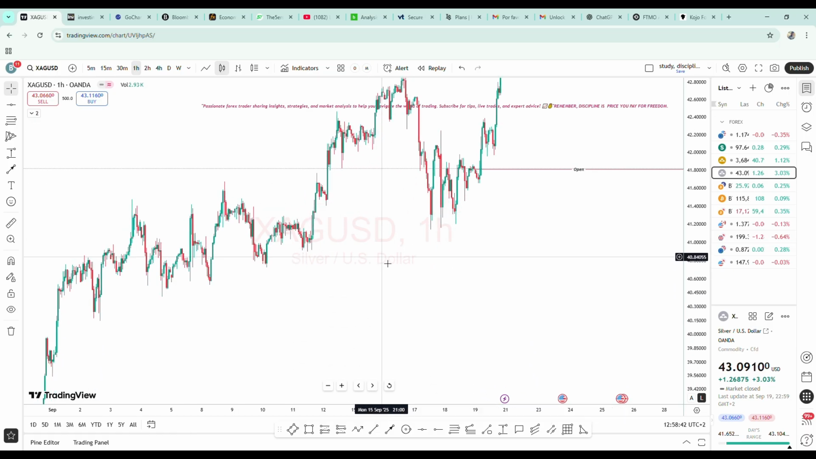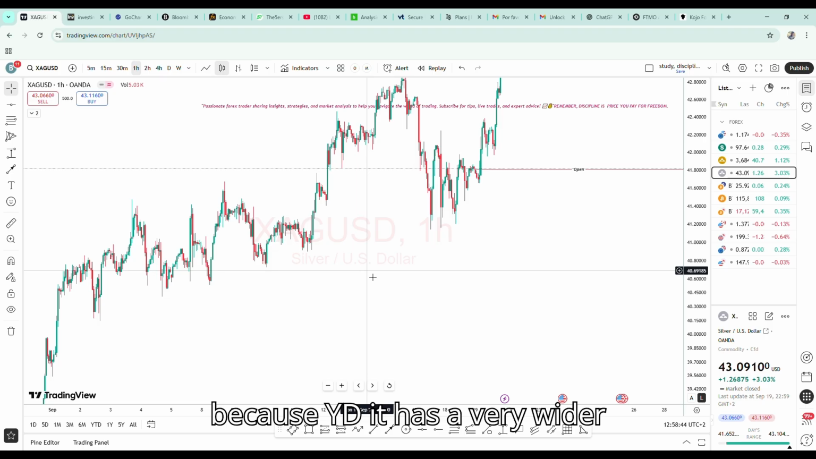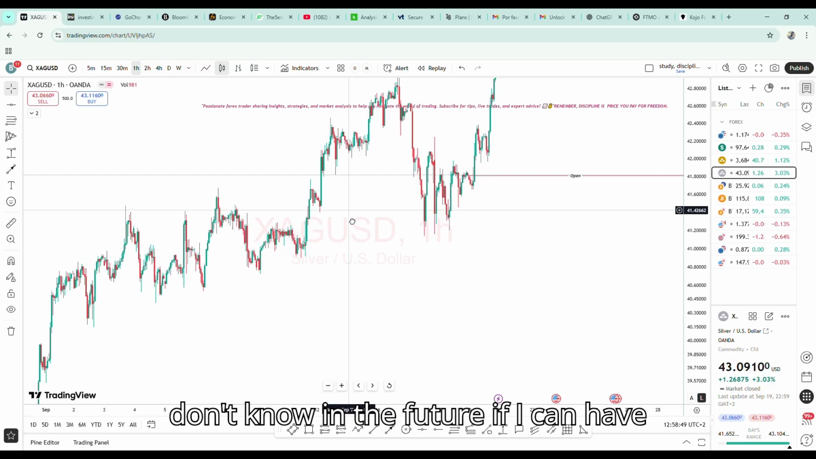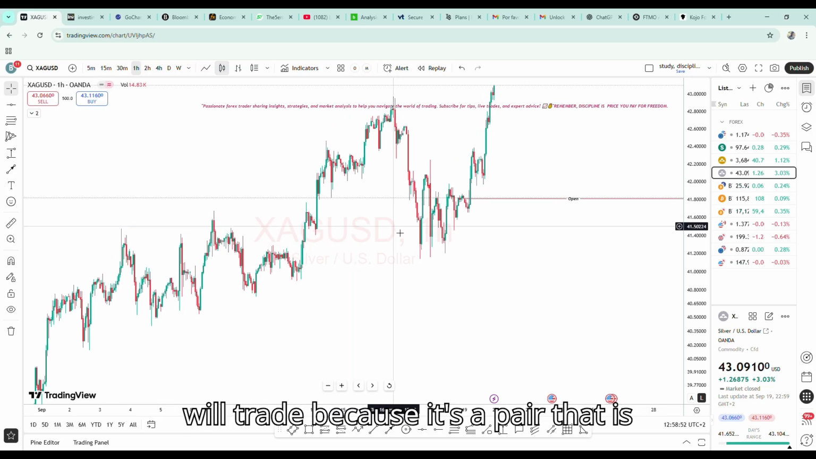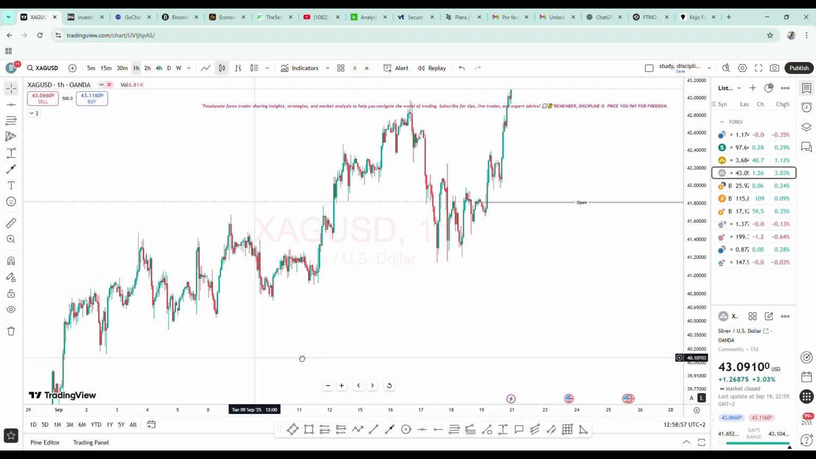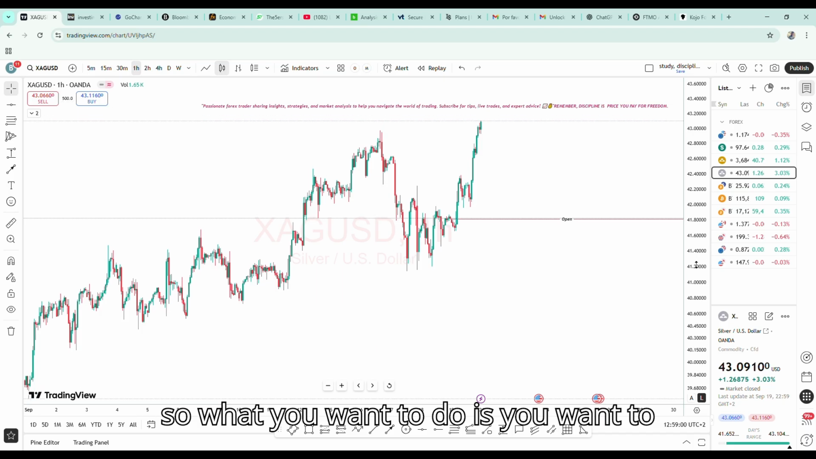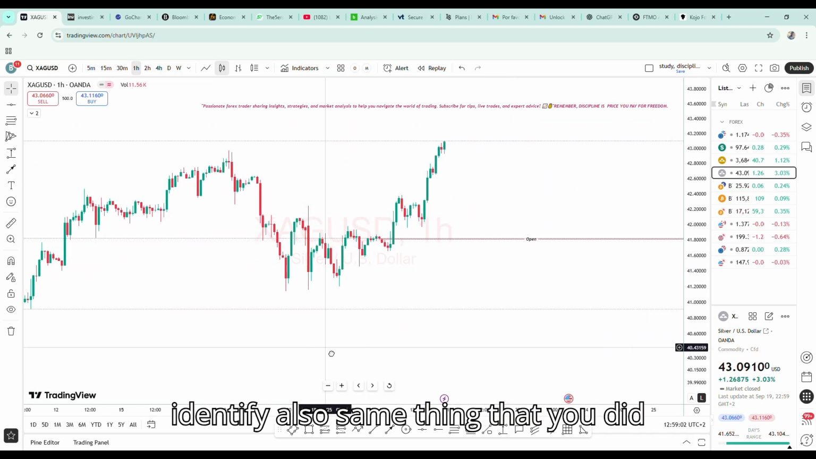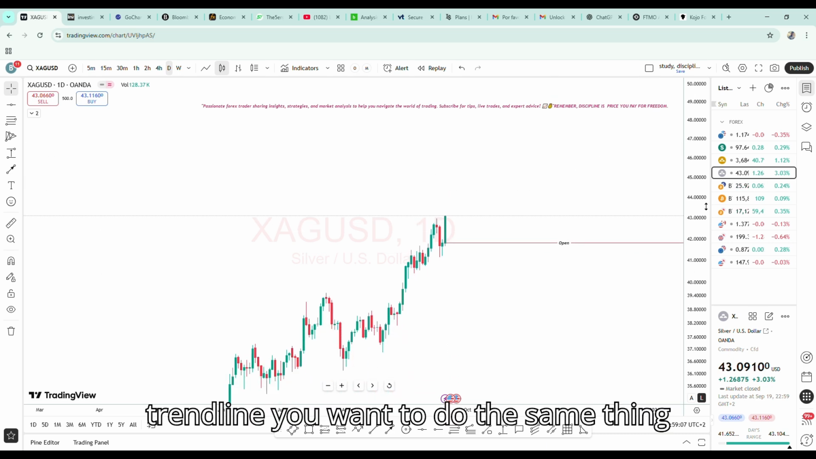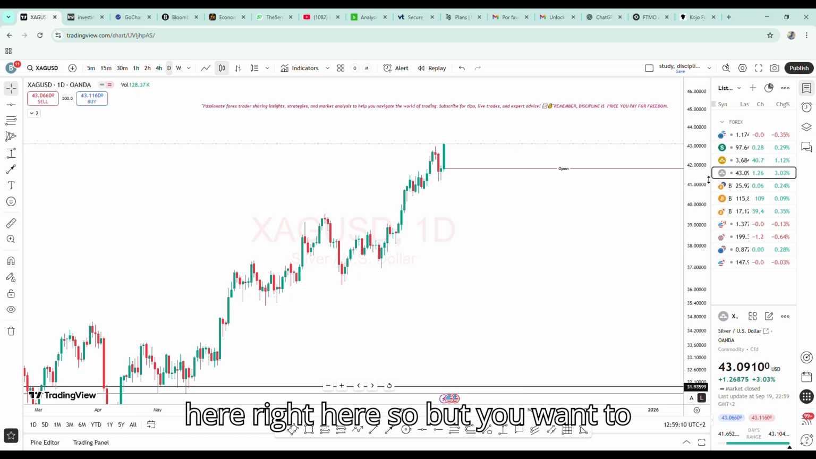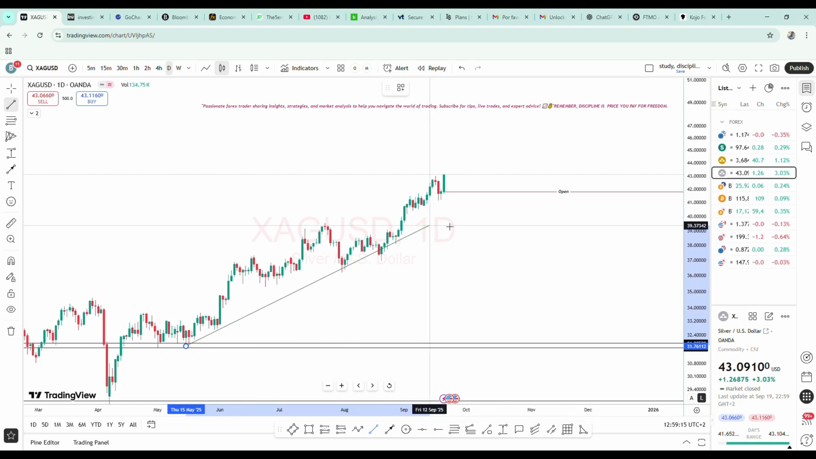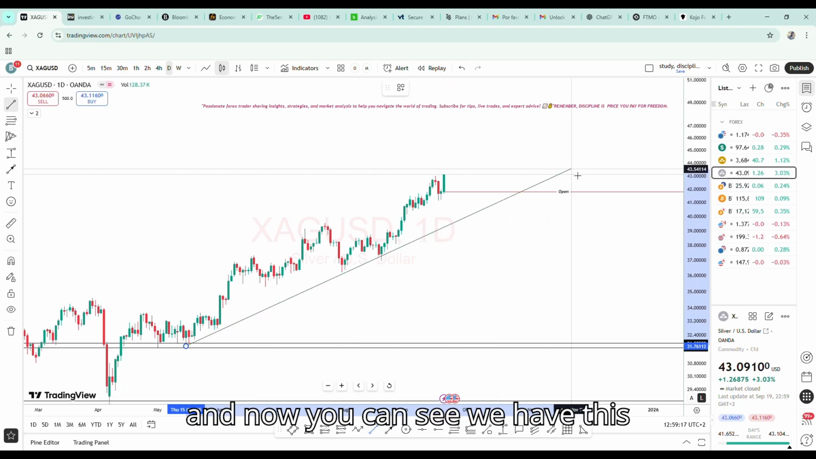I don't trade silver because it has a very wide spread. But if in the future I can have any broker that provides lower spread, I'll trade it, because it's a pair that's very volatile. So what you want to do is identify the same thing that you did on gold, drawing your trend line. You want to do the same thing here. But you want to understand that there are different types of trend lines. Let's say this, and now you can see we have this.